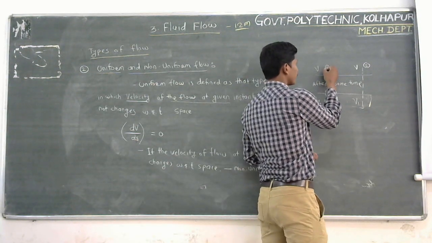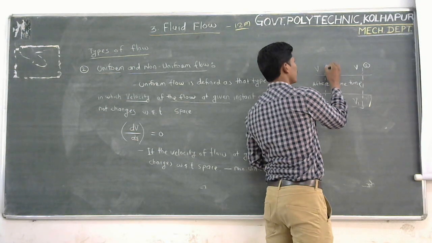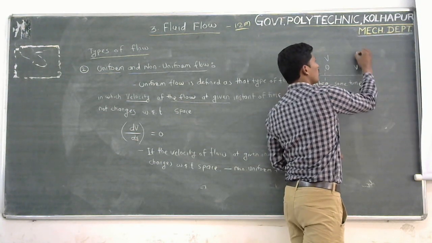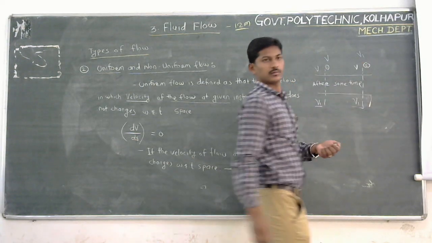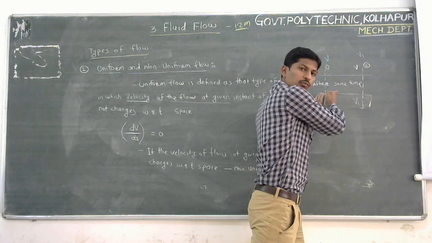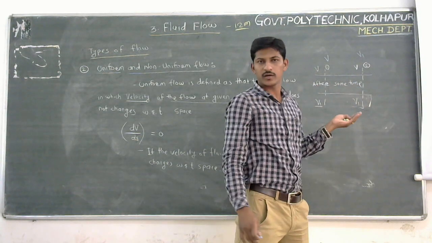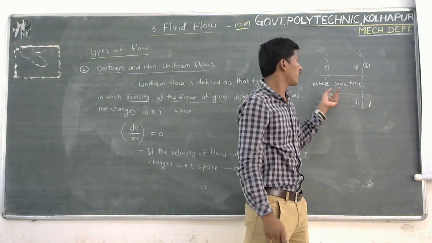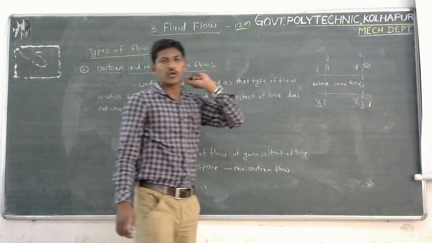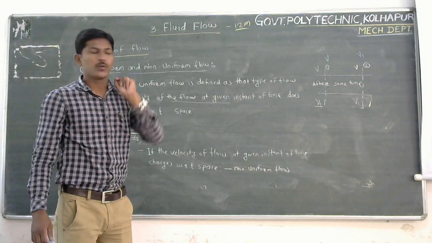At a given time, we measured the velocity at section 1 and got the velocity v. But at the same time, at section 2, we got the velocity v1. Right? It means that from point to point in the flow field, the velocity is different, or velocity changes from point to point. Then it is called non-uniform flow.